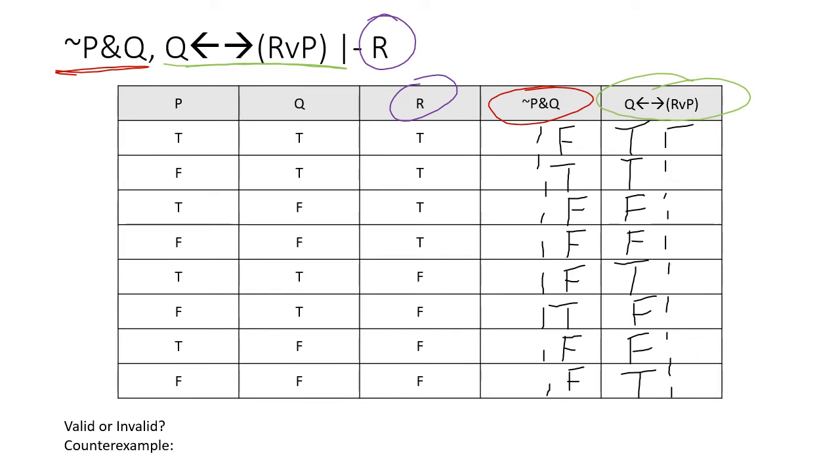And so now we can test for validity, looking for instances in which they are both true. We've got one here, and that looks like it. And in that situation, our conclusion is also true, so that makes it valid. Saying that our counterexample, we don't need one. Only need a counterexample when it's invalid.